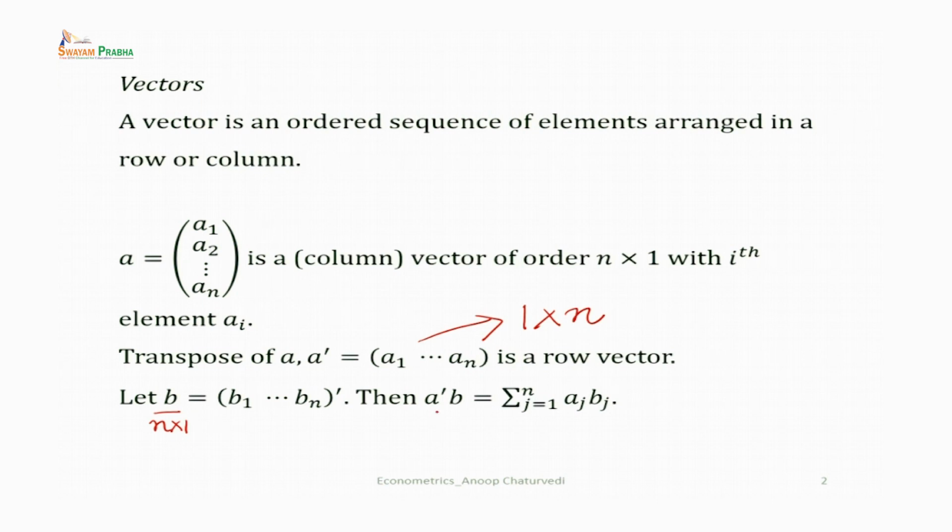Then we define A transpose B equal to summation j equal to 1 to n of Aj Bj. So, how do we get A transpose B? A transpose is equal to A1, A2, ..., An, this row vector, and B is B1, B2, ..., Bn. So, we multiply A1 by B1, plus we multiply A2, the second element of A, by the second element of B, B2, and so on, plus An and Bn. So, you get summation j equal to 1 to n of Aj Bj.